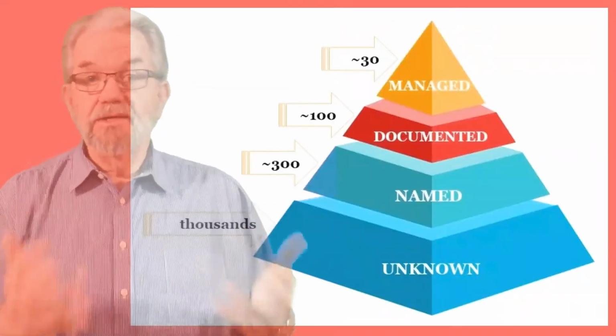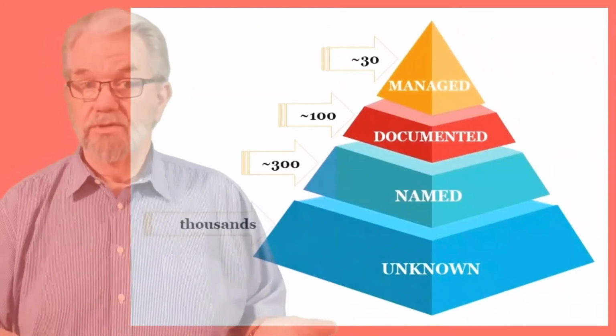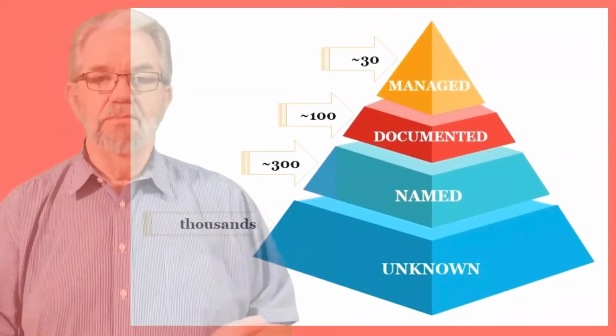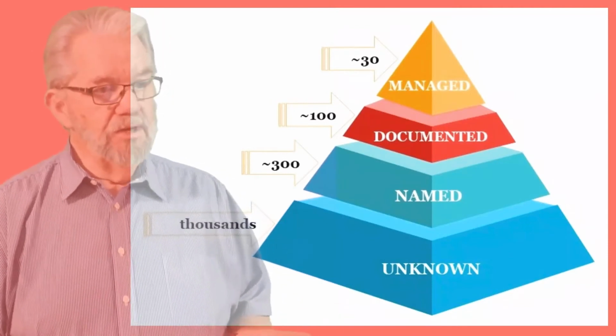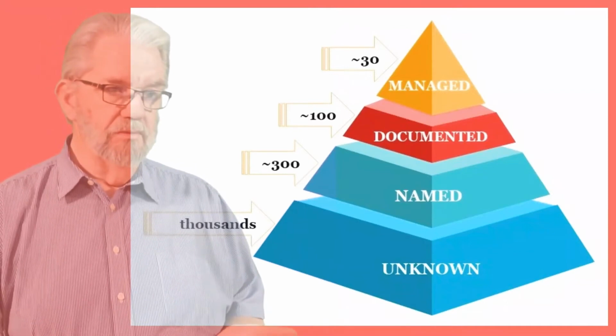Well, of course, I can't say for sure because it'll vary from organisation to organisation and it will vary over time. But just to give us a sense of the ballpark, if we start there at the bottom, then it's thousands or tens of thousands. I mean, it's a lot of processes at the bottom of the pyramid.